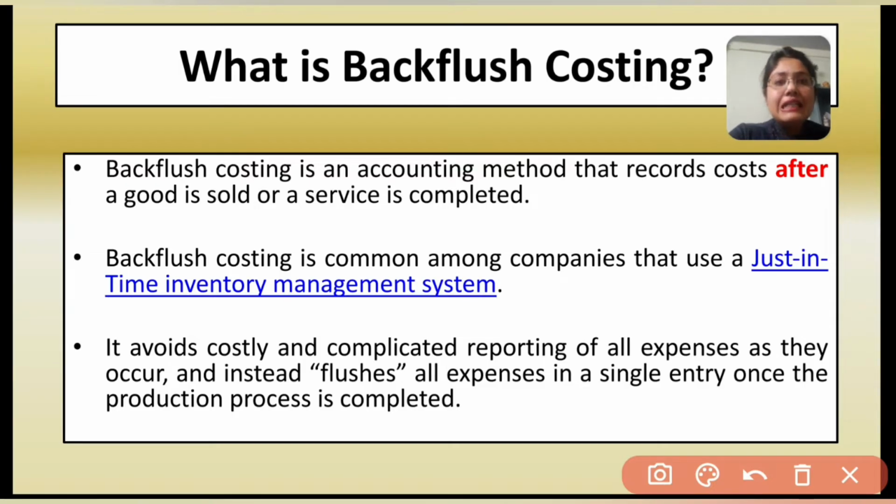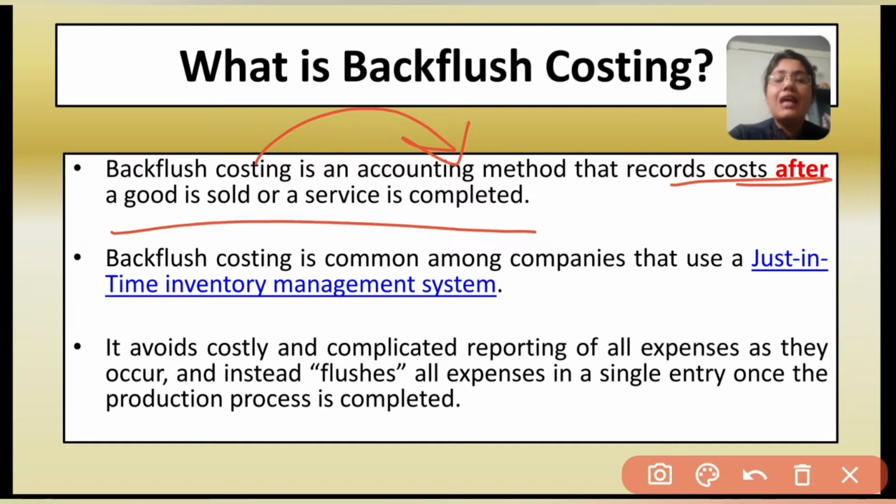So let's understand the meaning of backflush costing. See, backflush costing is an accounting method that records cost after the goods are sold or the services have been completed. So once you have completed the entire process, only then do you record it in your books of accounts.